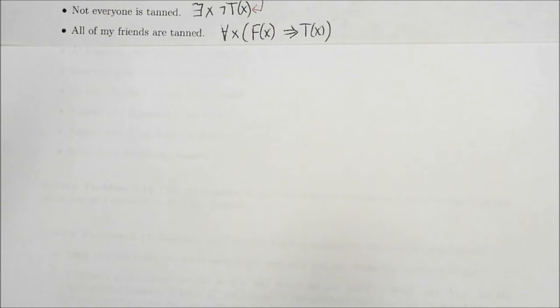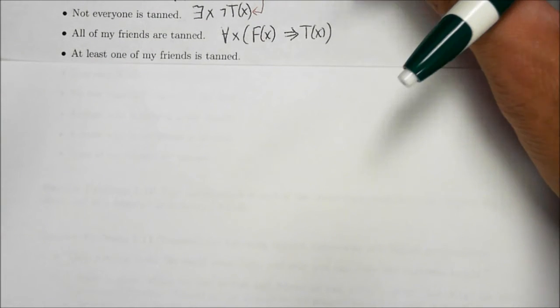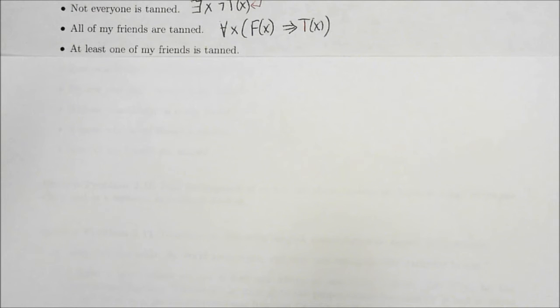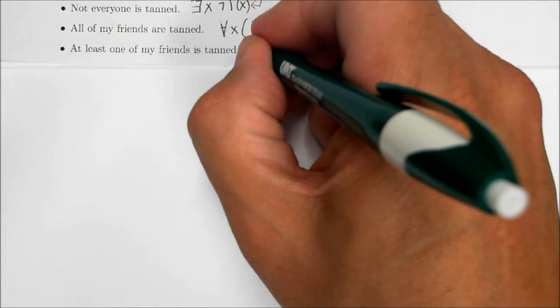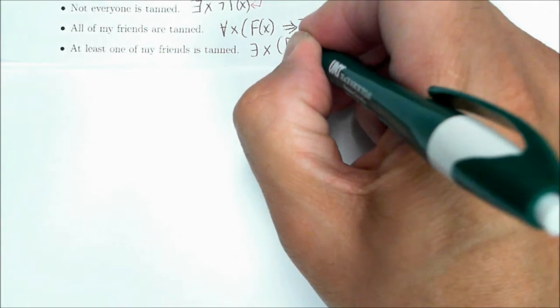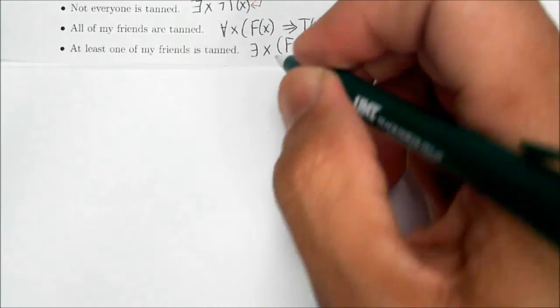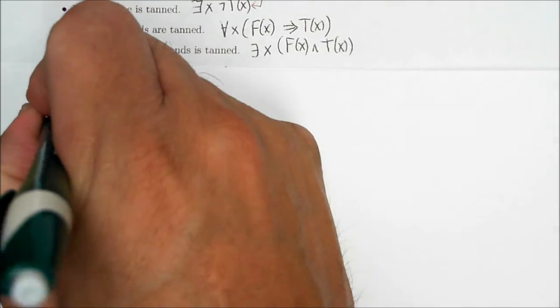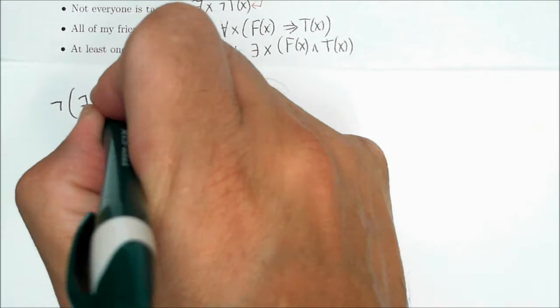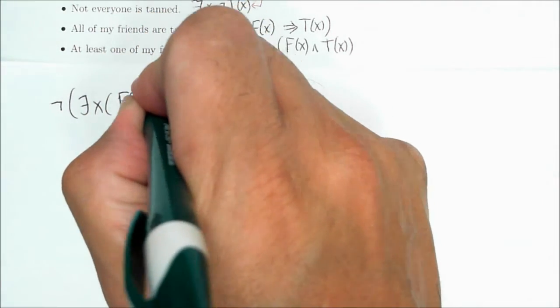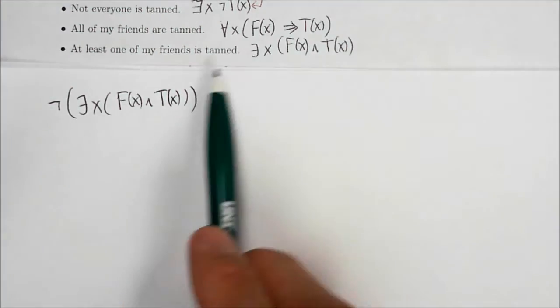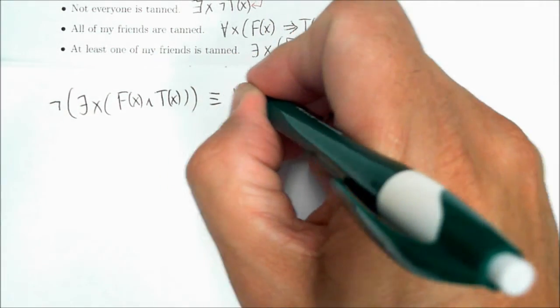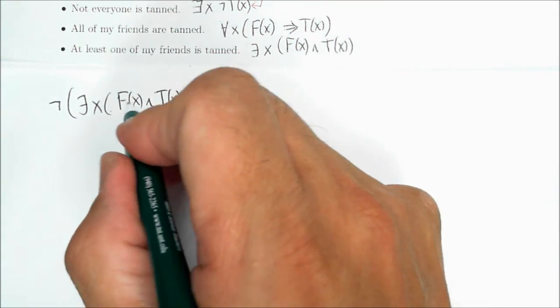All right, on to the next problem. At least one of my friends is tanned. So there exists somebody, there exists an x, such that the person is my friend and tanned. There is somebody who is my friend and tanned. To get the negation of this statement, let me write down the original statement. So the negation of this would be that for all x, the thing inside the parentheses here is false.